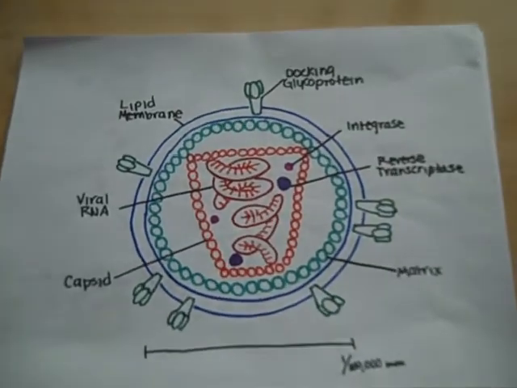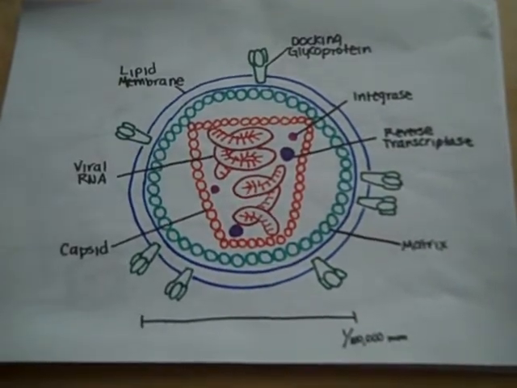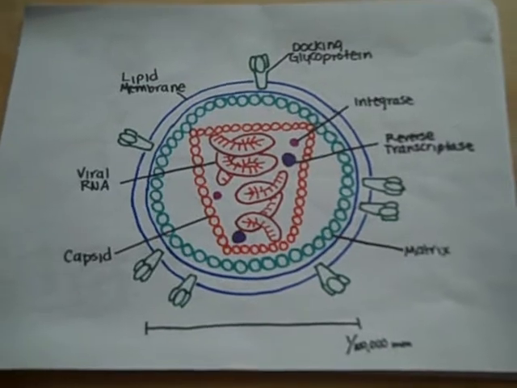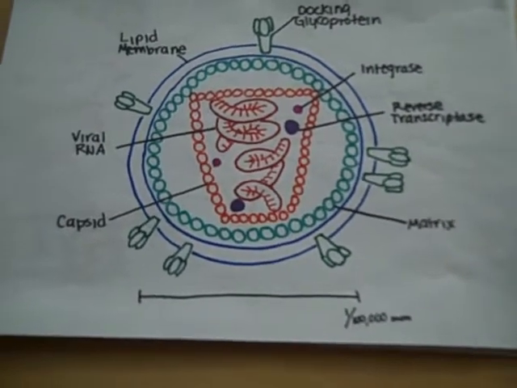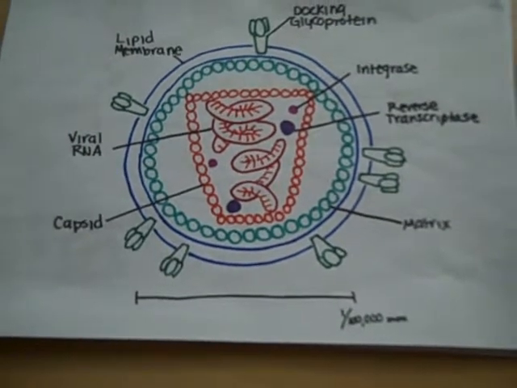HIV, or the human immunodeficiency virus, is a retrovirus and has two single strands of RNA. HIV is also considered to be a lentivirus or a slow virus, indicating that it takes a long time for serious symptoms to become revealed.